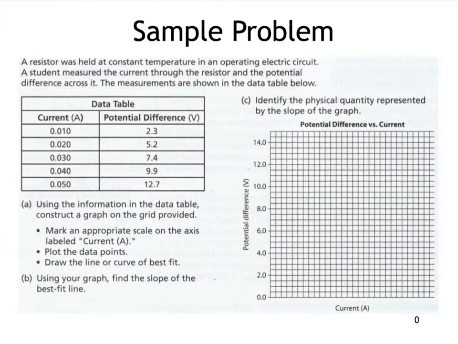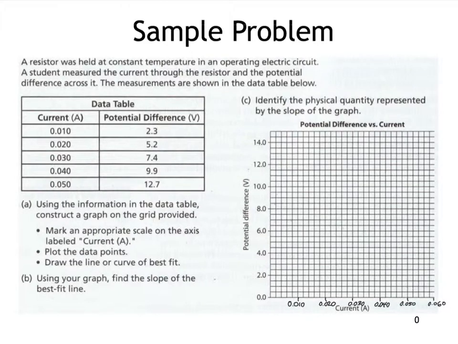All right, so I'm going to do this sample problem for you guys. It starts out like this. A resistor was held at constant temperature in an operating electric circuit. A student measured the current through the resistor and the potential difference across it. The measurements are shown in the data table below. So I'm just going to plot these currents and these voltages on the graph. It's already labeled, and I'll just plot these data points in, and then we'll start working on these tasks.